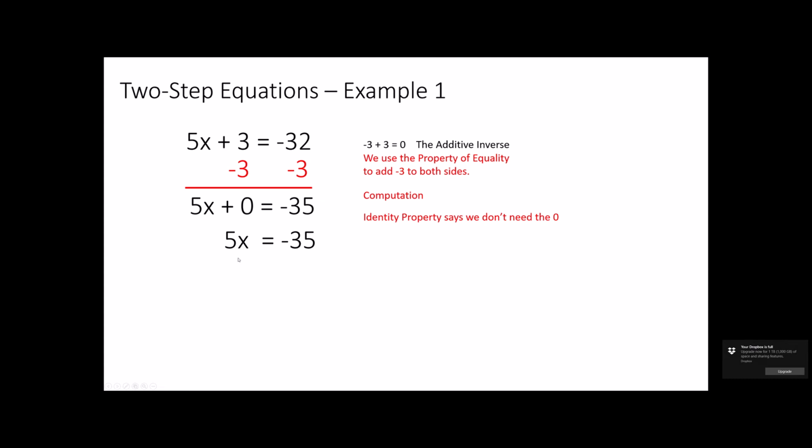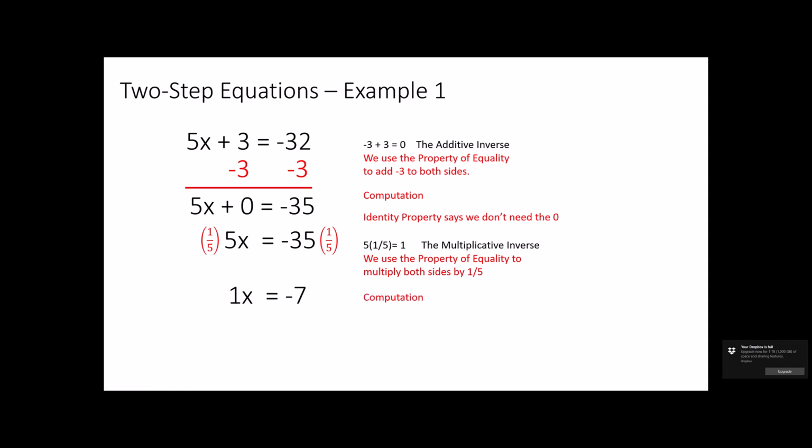There's lots of things I can do here, but the best way to get rid of a times 5 is to use its multiplicative inverse, times 1/5, because I know that 5 times 1/5 is going to turn this into a 1. Property of equality says do it on both sides, so I multiply both sides by 1/5. 1/5 times 5 is 1, -35 times 1/5 is -7. Little computation there. I have my 1 and my -7. Now, we intentionally made this a 1 because we know 1 times anything stays the same. That's the identity property, and we can know that our solution here is x equals -7.